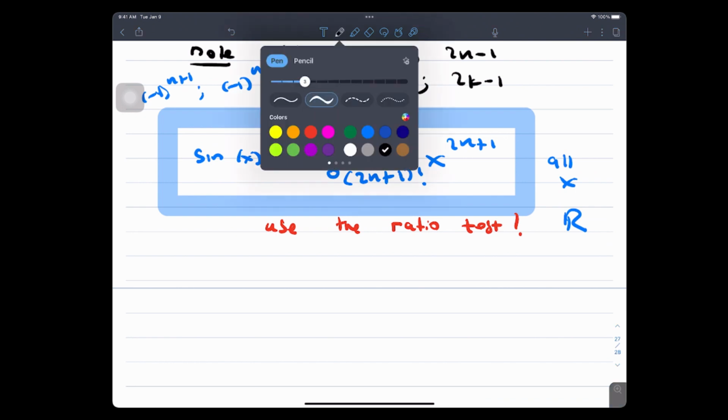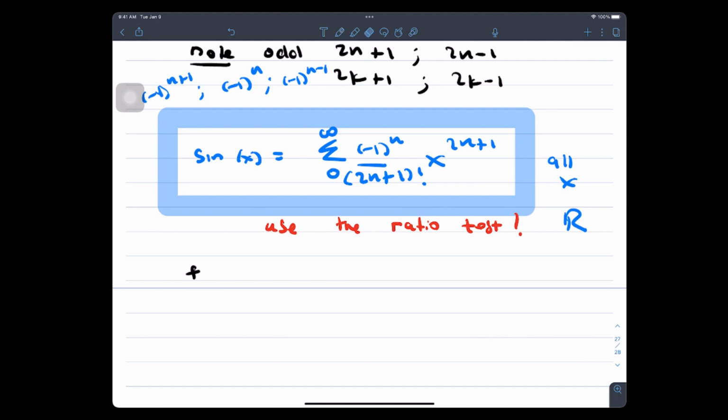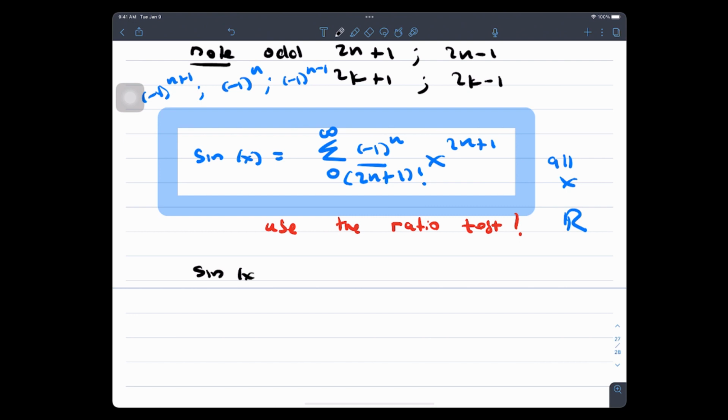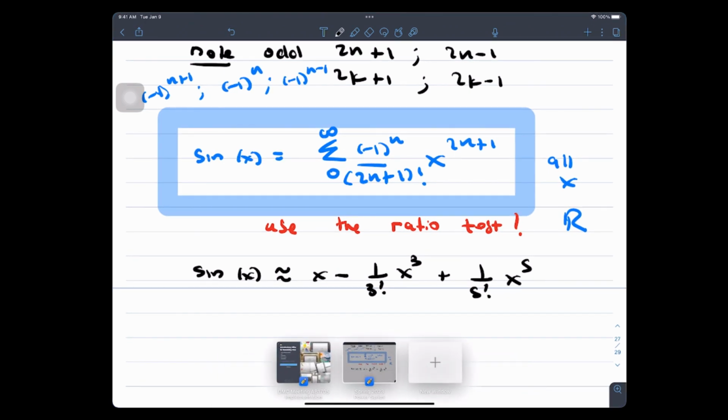So, all right. I want you guys to understand this too, because this is kind of fascinating. Sine, if we looked at those first terms, is x minus 1 over 3 factorial x cubed plus 1 over 5 factorial x to the 5th, if we only looked at the first 3 terms. Okay, you guys okay with that? Right? So you guys know where I'm headed with this.